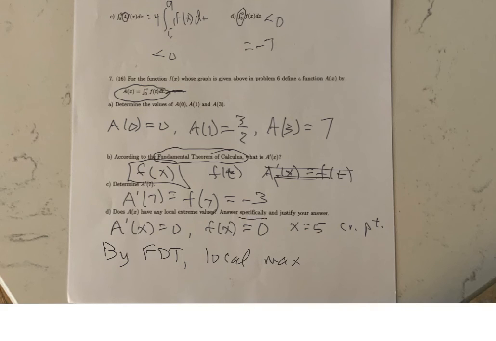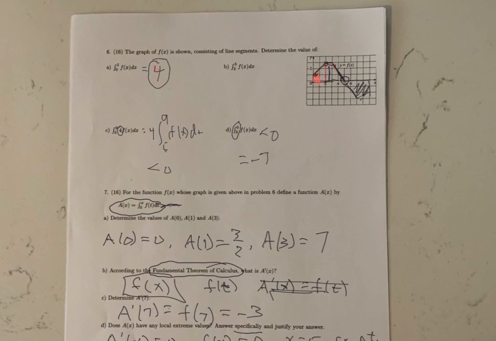So I did say to answer specifically, the max is specific. And justify, I justified it by referring to the first derivative test. I could give just a little more information. I could say exactly what the maximum value is. It would be A of 5, whatever that is. I didn't ask you. Well, between A and B, you could add those answers up and you would get A of 5.